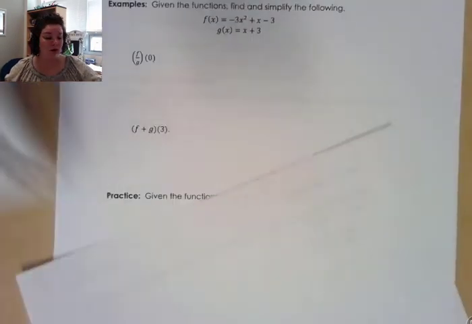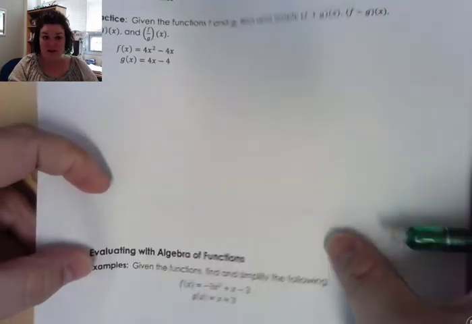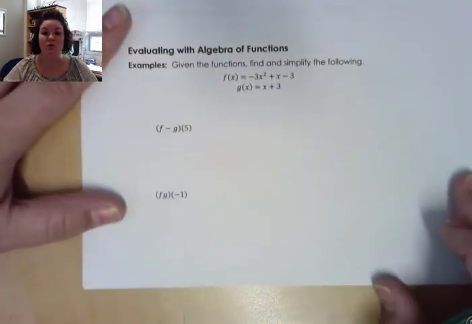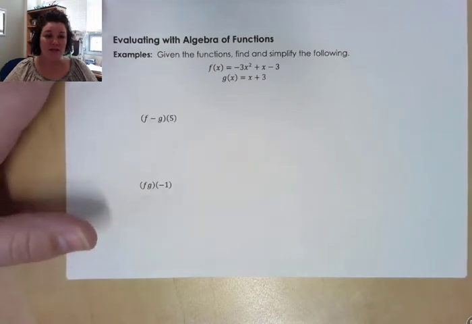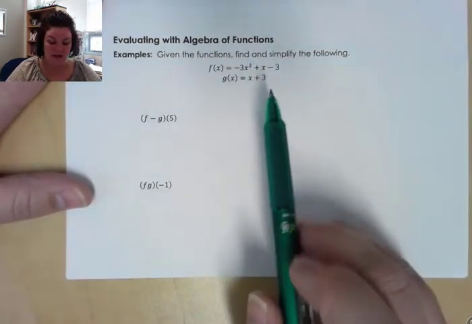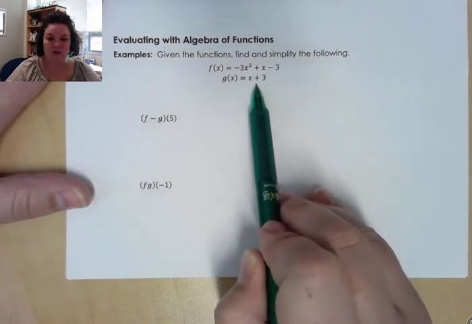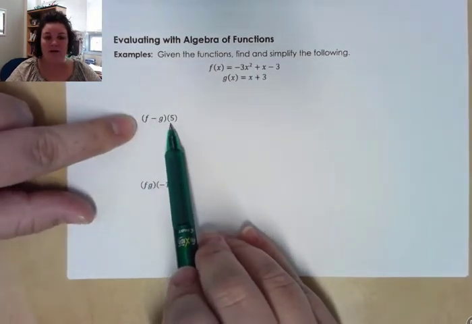So what we've done so far is we have just come up with new functions, right? We've been given an f and a g, and we're coming up with new functions. So what I want to show you now is how to evaluate using the algebra of functions. And there's two ways, okay? If you are given two functions, let's look at this first example. It says f minus g evaluated at 5.